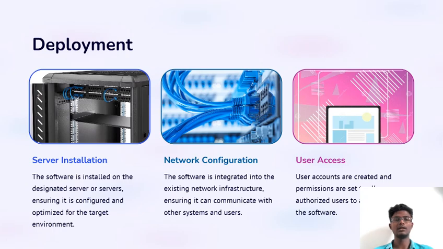In this lab, we will see about deployment. Server installation. The software is installed on the designated server or servers, ensuring it is configured and optimized for the target environment. Next one is network configuration. The software is integrated into the existing network infrastructure, ensuring it can communicate with other systems and users. The next one is user access. User accounts are created and permissions are given, authorizing users to use the software.